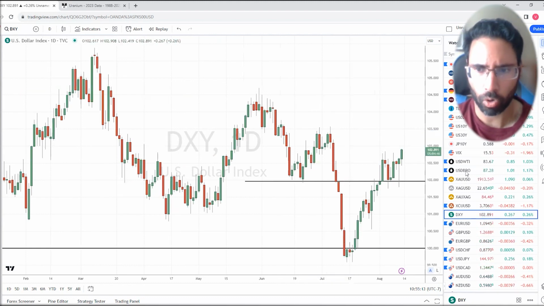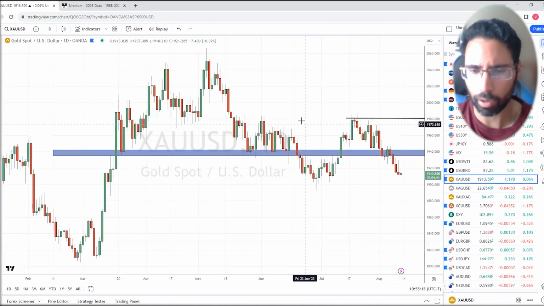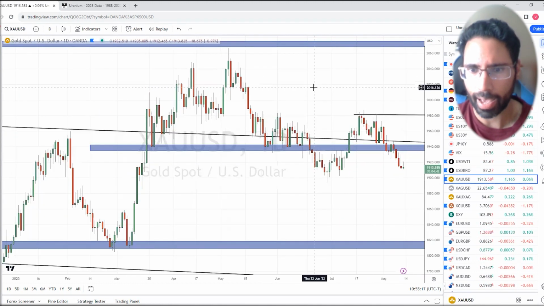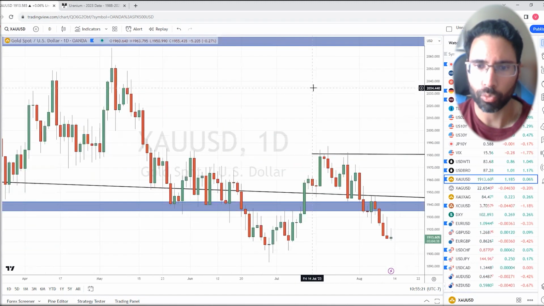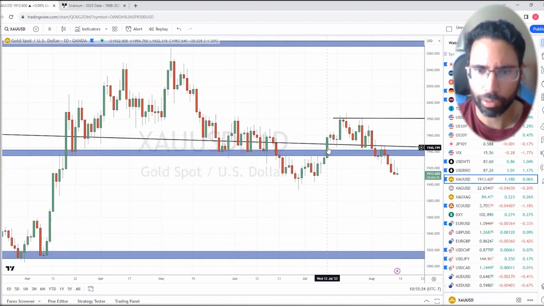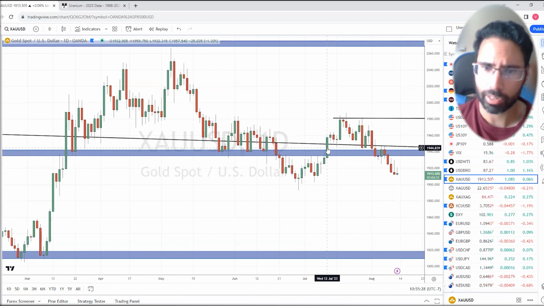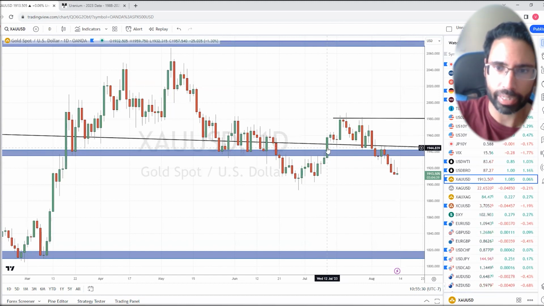But with a stronger dollar, we've got to take a look at the gold charts. With a stronger dollar, it means potentially a weaker gold price, right? So we talked about this breakout way back in mid-July here. Again, just as the dollar was breaking down, gold was breaking out higher.